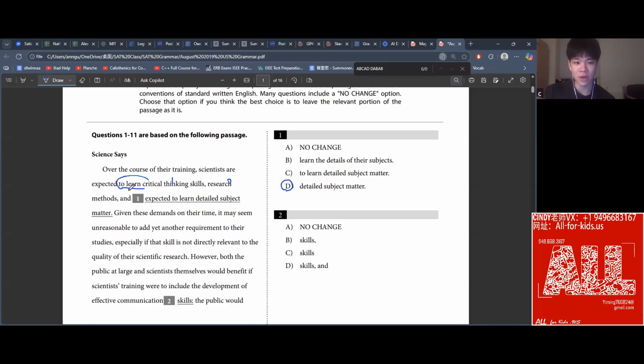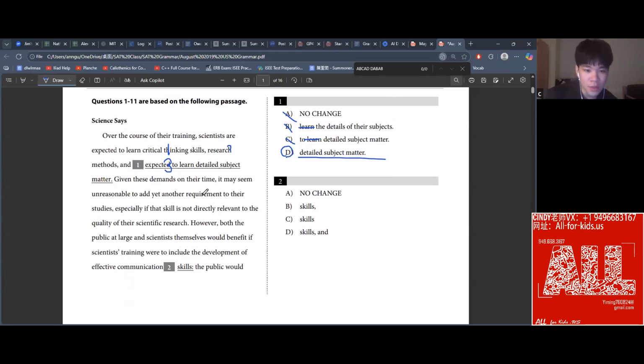Since "expected to learn" is already mentioned there, we do not need to repeat "learn" again, right? Which are B, C, and A. So the answer is D, and it's also the most concise choice. But in this case, it's because of parallel structure. They're expected to learn one, two, and three, and within the three itself, we don't want "expected to learn" repeated in any of those.